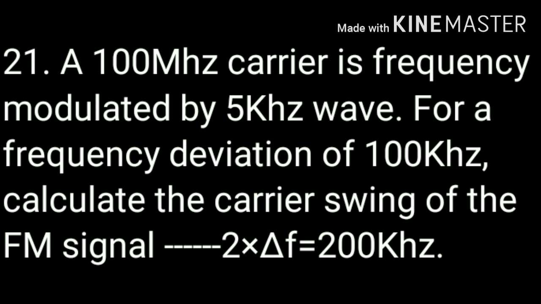Next question. A 100 MHz carrier is frequency modulated by a 5 kHz wave for a frequency deviation of 100 kHz. Calculate the carrier swing of the FM signal. Then carrier swing of the FM signal equals 2 times delta F. Delta F is 100 kHz. 2 times 100 equals 200 kHz.